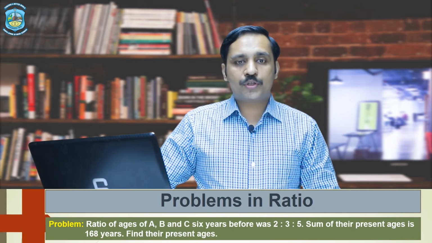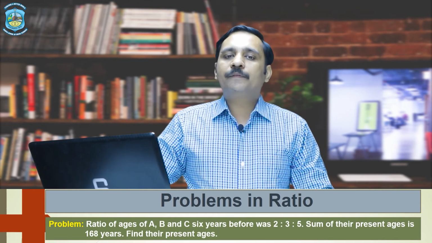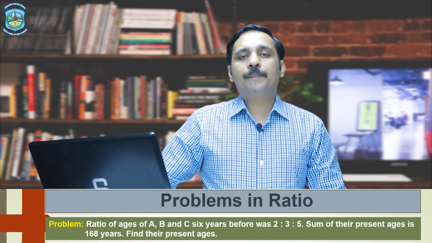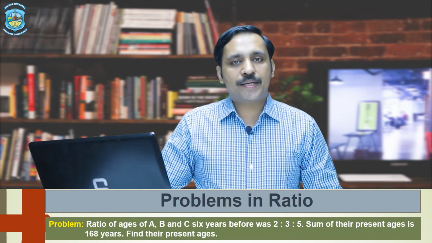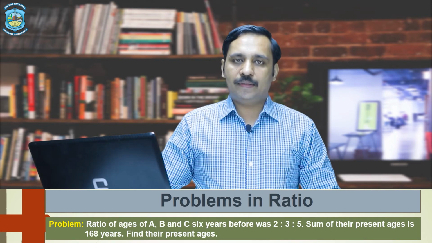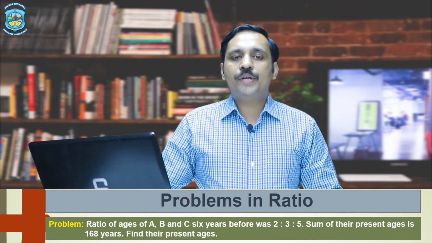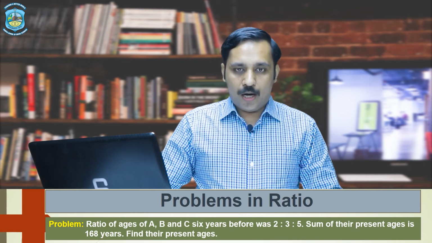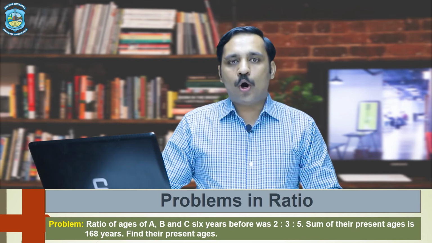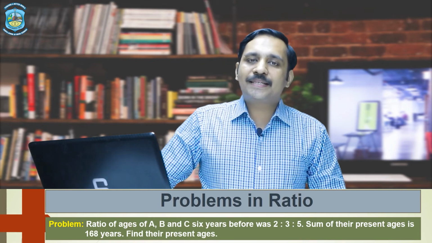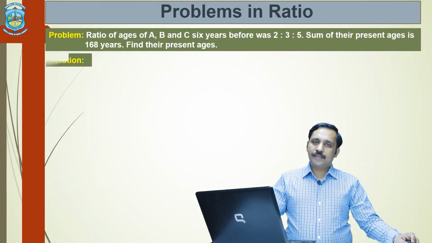The next problem. The ratio of ages of A, B and C 6 years before was 2:3:5. The sum of their present ages is 168 years. We have to find their present ages. Now let us understand what is given in the question. Here it is given that 6 years ago the ratio of ages was 2:3:5. Now in the present, if you add all the ages, you will get the answer as 168. You have to find the present ages of A, B and C. Let us see the solution.